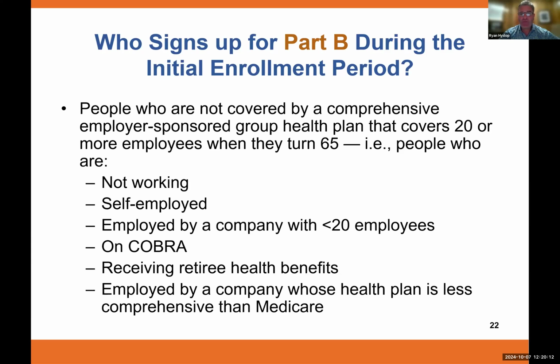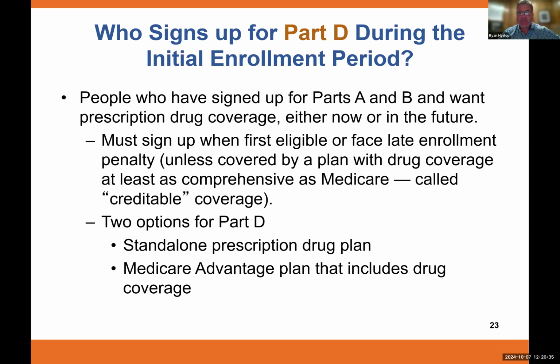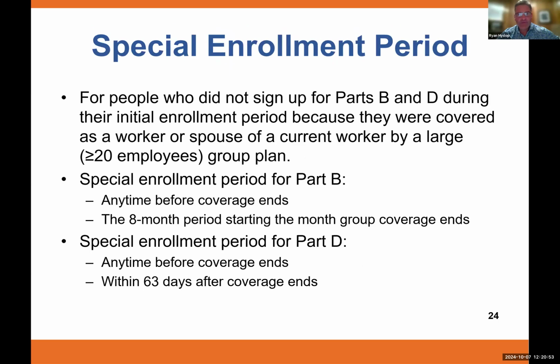Who signs up for Part B during the initial enrollment period? Well, people who are not covered by a comprehensive employer plan, the creditable coverage as I discussed: people that are not working, self-employed, employed by a company with less than 20, on COBRA, receiving retiree health benefits, or employed with a company whose health plan is less comprehensive than Medicare. That would require you to sign up for Part B right away when you turn 65. Same thing for Part D. You must either have creditable coverage or be first eligible. There are 2 options for Part D: the standalone plan, as I mentioned earlier, or a plan that is encompassed within a Medicare Advantage plan.